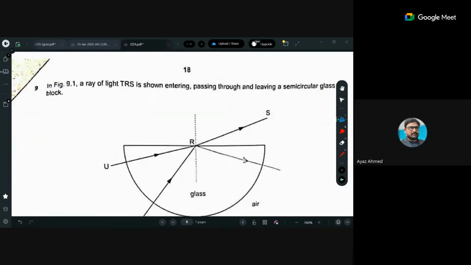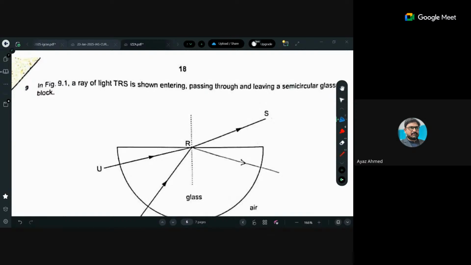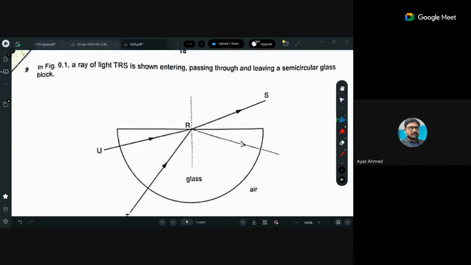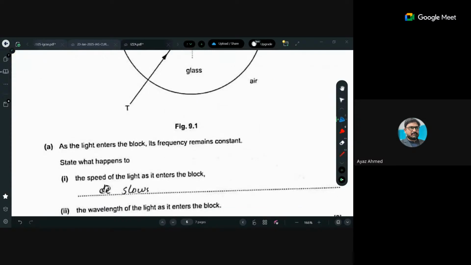So the next question is, in figure 9.1, a ray of light TRS is shown entering the prism and leaving the semicircular glass block. As the light enters the block, its frequency remains constant. Important information. State what happens to the speed of the light in the block. So speed is here again a problem. Speed never slows down technically.